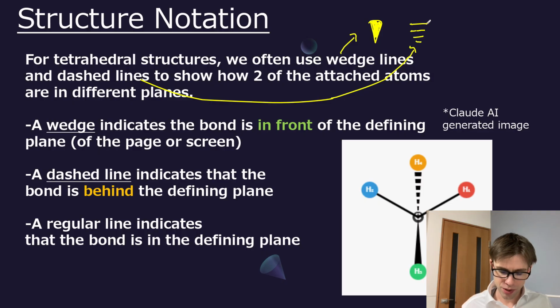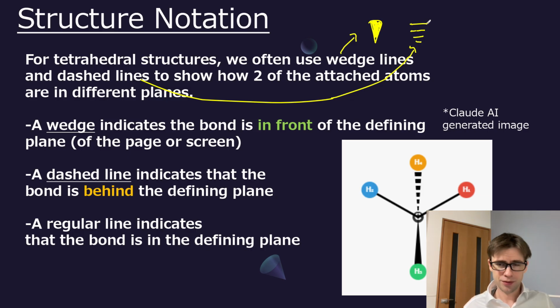So a tetrahedral molecule is going to usually have two that are in the same plane. So two bonds that are just drawn with black lines. And then one behind the plane and one in front of the plane. So we can see here, maybe this is ammonia or something. Oh, sorry, methane, CH4. I've got the red and the blue hydrogens in the same plane. And then I've got the orange hydrogen behind the defining plane, going behind the screen. And I've got the black wedge line attached to the green hydrogen coming towards me out of the screen.